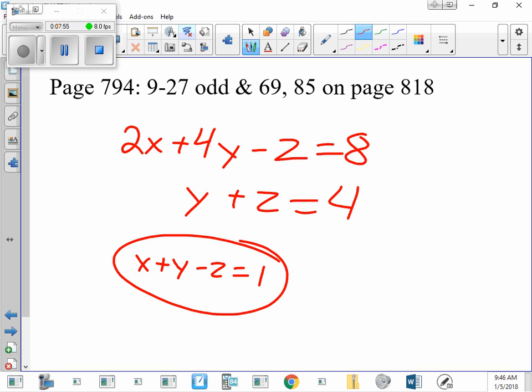So if you have 3 variables, you need 3 equations to solve it. Otherwise, when you solve it, you just simplify it down to an equation. And frankly, we don't care what that equation is. Not in this class. Okay. Good luck.